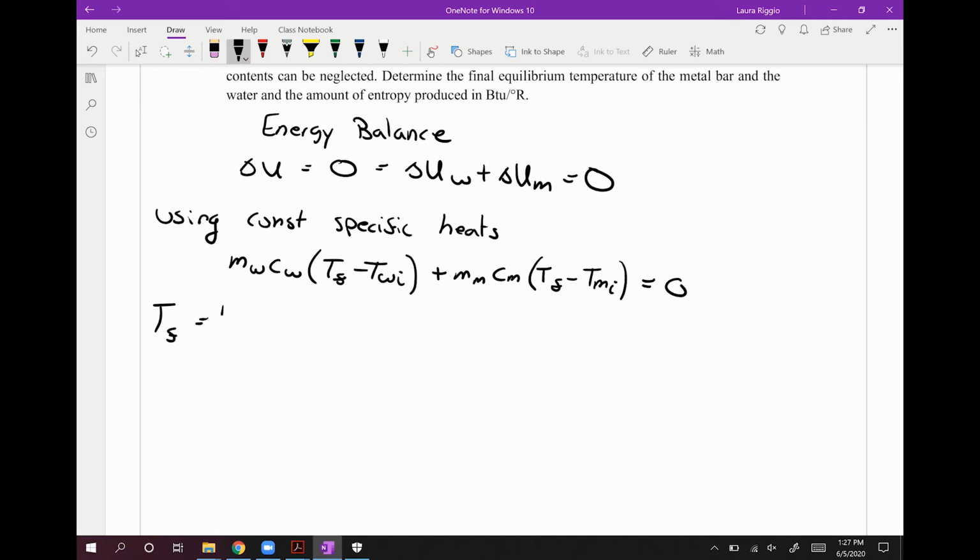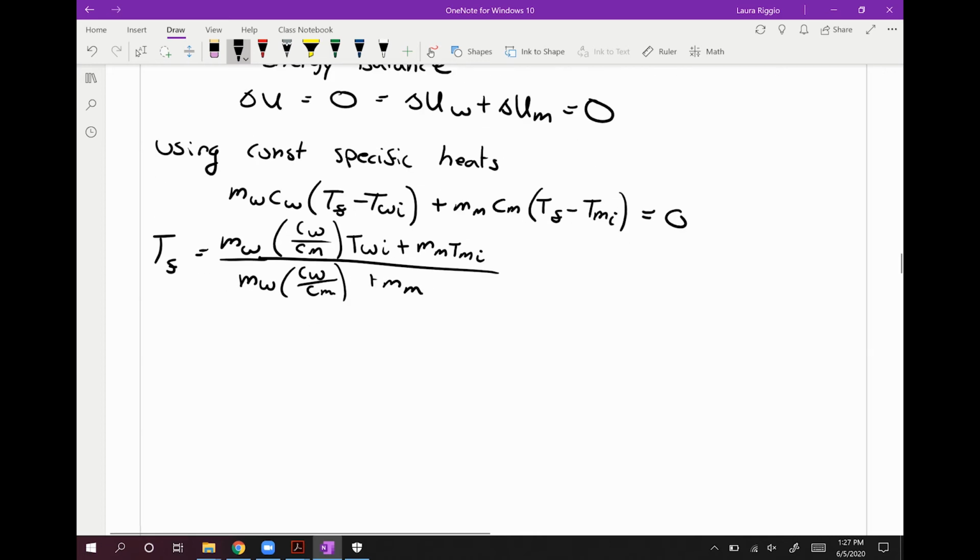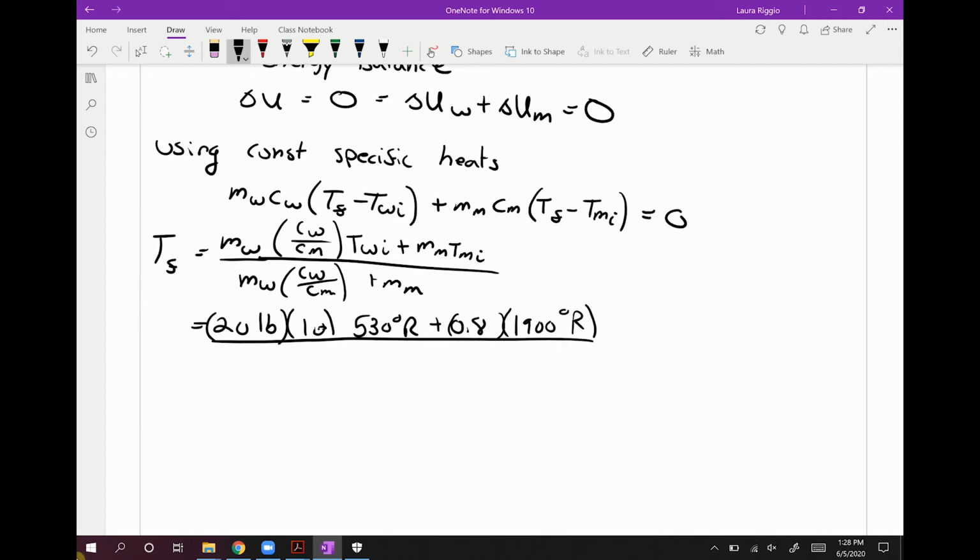So if we solve this for T final, we get, if we insert some numbers, we have our 20 pounds of water over 0.8 pounds of our metal times the ratio of our specific heats, which is 10, times 530 degrees Rankine, we're going to get our final temperature is 535 degrees Rankine.